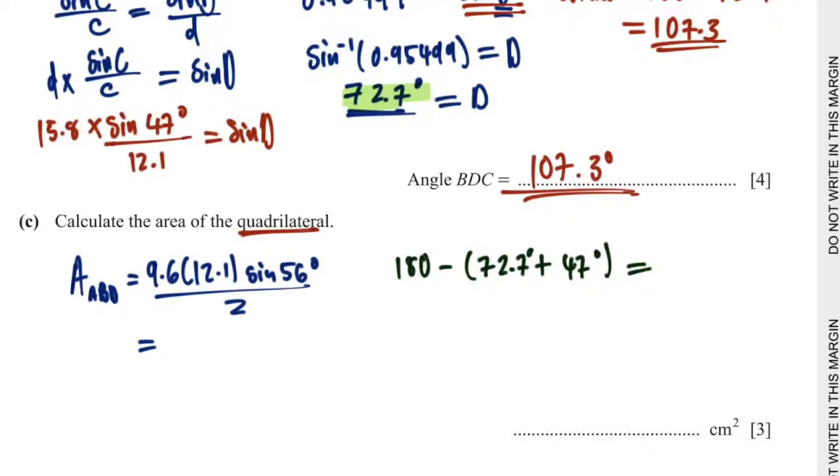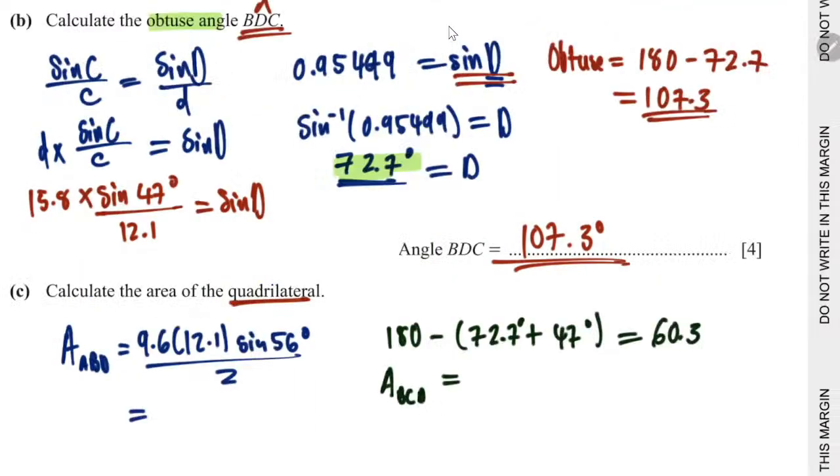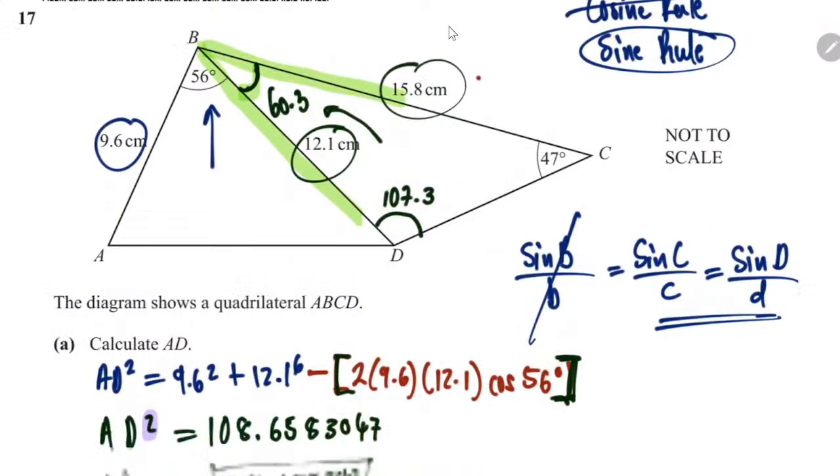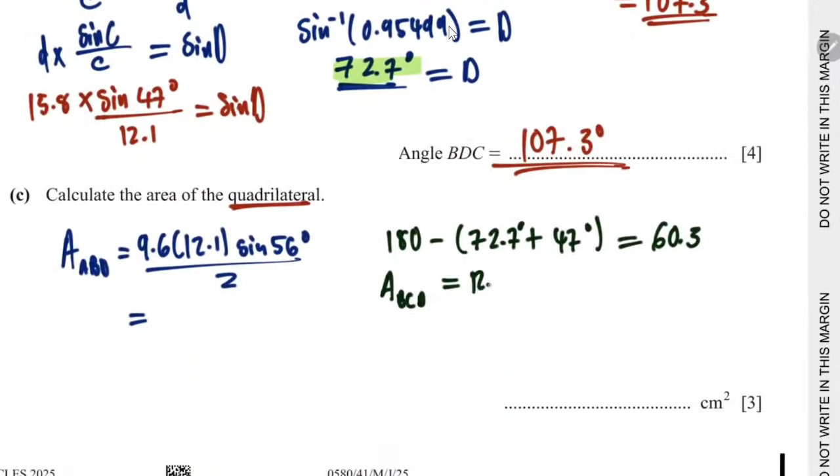60.3, which means the area of the second one, triangle BCD, you can find it now. Come on now. Since you now know that this is 60.3, you use this side, then you use the other one, then you use sine 60.3, then you divide by 2. So it is 12.1 by 15.8 by sine 60.3, then you divide by 2. What do you get?